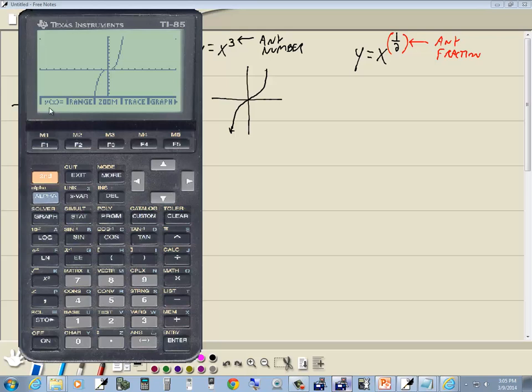So I'll press my F1 to get the y of x. Press clear. I'll do my x key. Caret is how you always do exponents. And then I'll do my beginning parentheses, 1 divided by 2, and then closing parentheses. Now I want the graph, so I'm going to do an exit to bring that down, and then I want to choose the button right below the graph, which is F5. That's interesting.